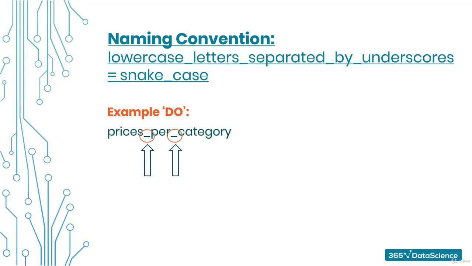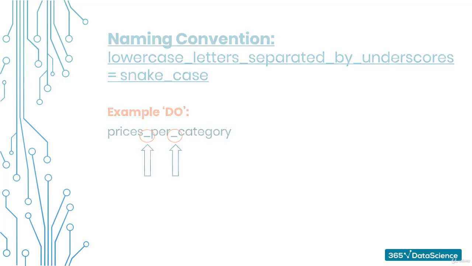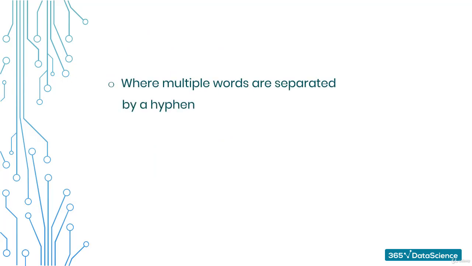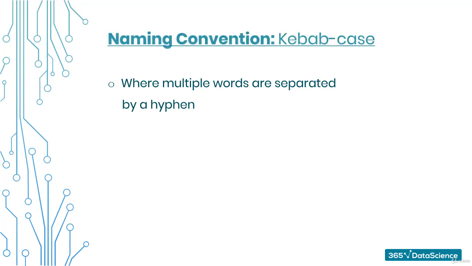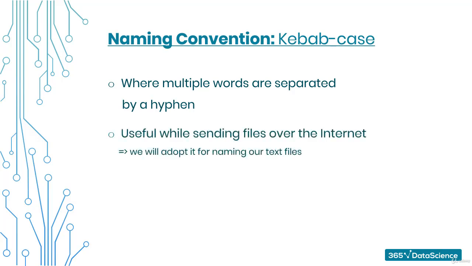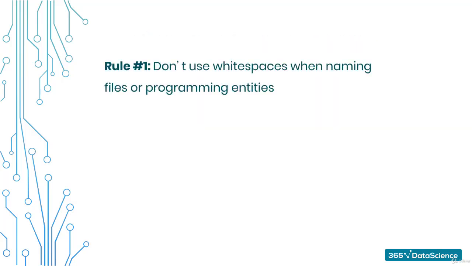Thinking beyond Python, you will often encounter names, particularly file names, where multiple words have been separated by a hyphen. That is, hyphens have been used instead of spaces. This naming convention has been called in a few ways, but interestingly, the most popular of them is the kebab case. Because this naming convention can be useful while sending files over the internet, we will adopt it for naming our text files. Like lending-company.csv.